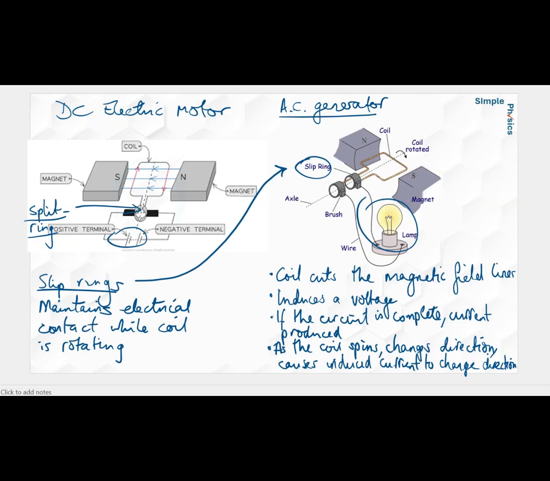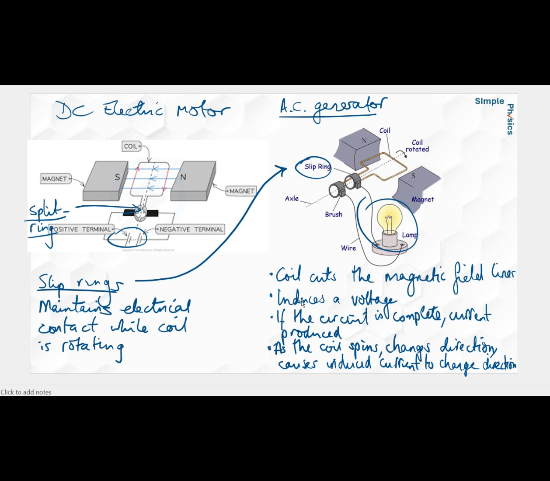So let's have a look at how the AC generator works. Now I'll put the DC generator on the left here, just for you to look at. Okay, so we talk about the split ring commutator. The AC generator has a slip ring. You don't want a break in the circuit, because if you do, that means you've now lost the current you've generated in the coil by cutting the field lines of the magnet. So what's the description? First three bullet points, as we said: the coil cuts the magnetic field lines, induces a voltage, and if the circuit is complete, current is produced.